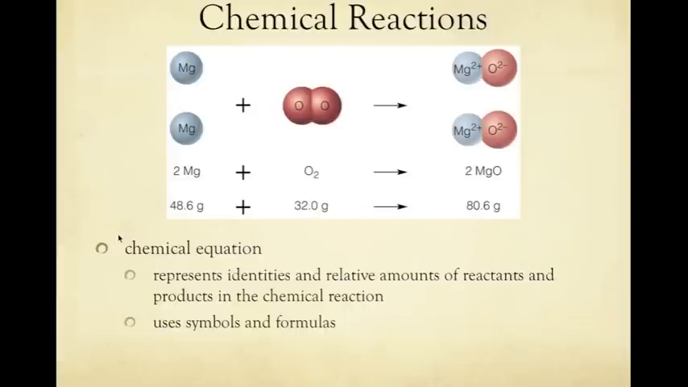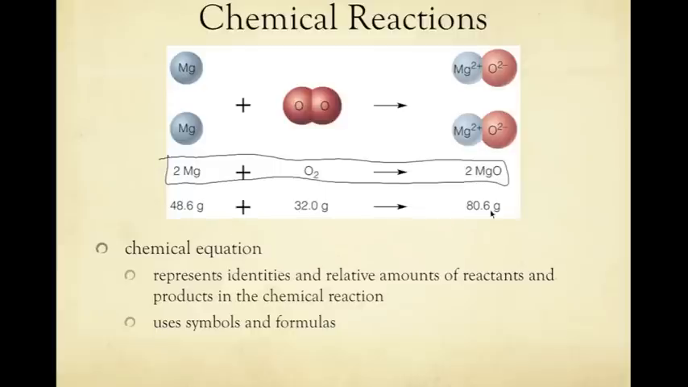Now, in the chemical reaction, we have a couple examples here. Here we have a visual example. Here we have the actual chemical equation written out right there. And then below it, we're representing it with the masses. Okay, so here we see that we have two magnesiums reacting with an oxygen molecule to produce magnesium oxide. Here we see that example written out for us. We have two magnesiums and one oxygen molecule reacting and making two magnesium oxides.